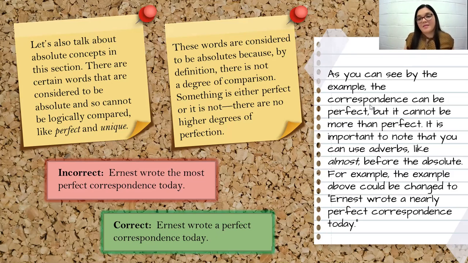As you can see by the example, the correspondence can be perfect, but it cannot be more perfect or the most perfect. It is important to know that you can use adverbs like almost before the absolute. For example, the example that you saw there can be changed to: Ernest wrote a nearly perfect correspondence today. Nearly, because it means almost, right? But you cannot say more perfect, right? So you have to be very careful.